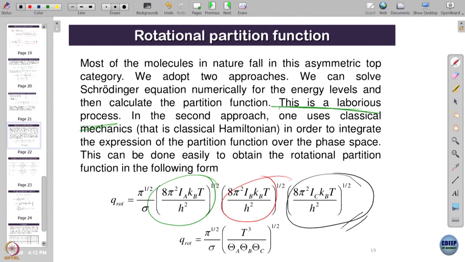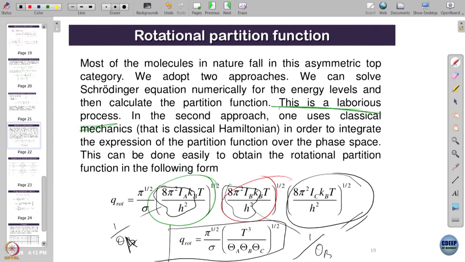Then we can write the rotational partition function. I can combine these things and define theta A, theta B, theta C using all these quantities, because that quantity becomes 1 over theta A, this becomes 1 over theta B, and this becomes 1 over theta C. Then my partition function becomes root pi over sigma, T cubed over theta A theta B theta C. This is a very neat and very elegant expression. Remember the half is preserved now, because each comes with a half and that half shows up here. So this is the complete rotational partition function of a polyatomic molecule.